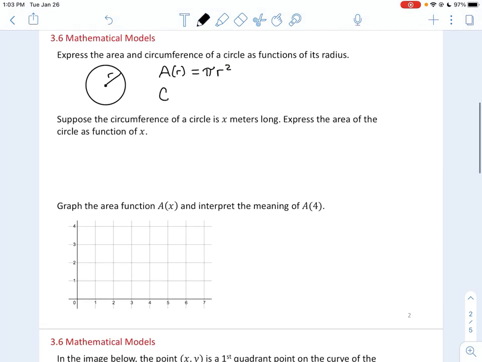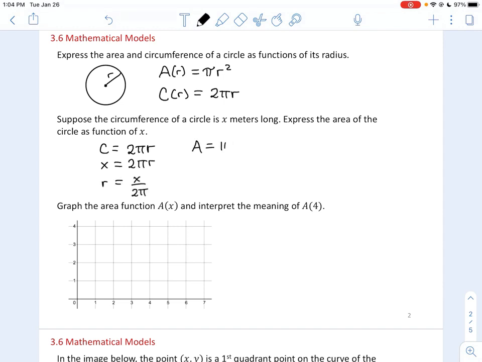Now the circumference of a circle. We'll use C for circumference. We'll write it as a function of r, and it's 2 pi r. Now suppose the circumference of a circle is x meters long. Express the area of the circle as a function of x. We begin with the circumference equals 2 pi r, change the circumference to x, and then solve this equation for what the radius would have to be. It's x divided by 2 pi.